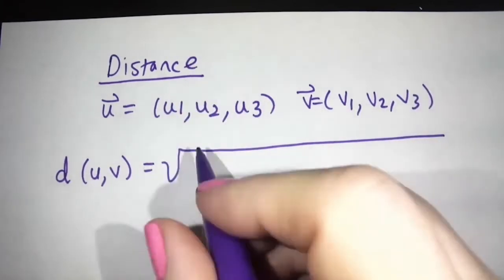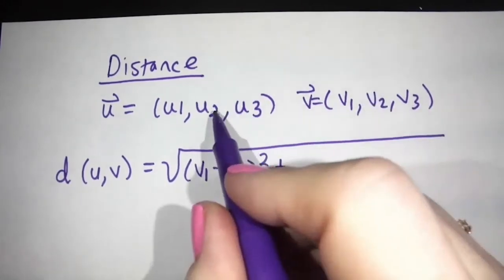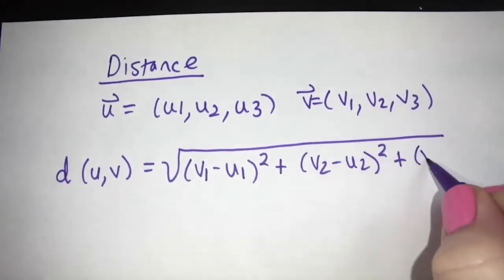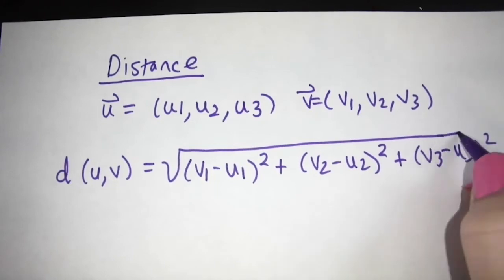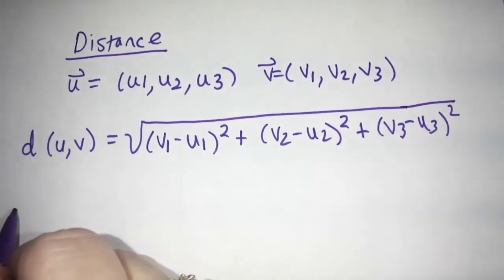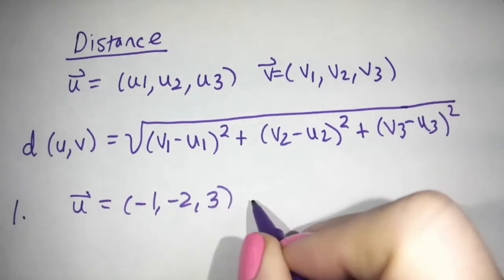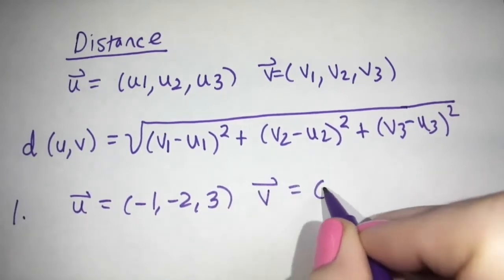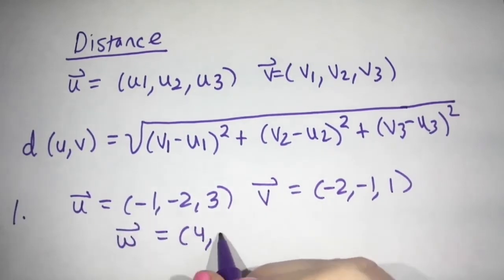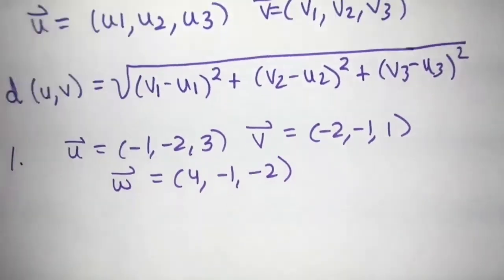So I do v1 minus u1 in brackets squared plus second component v2 minus u2 in brackets squared, and then third component v3 minus u3 in brackets squared. So I'm always starting with the same vector and ending with the same vector. So if I give you, let's say vector u is -1, -2, and 3, and vector v is -2, -1, and 1, and vector w is 4, -1, and -2, then we can calculate the distance between these vectors.